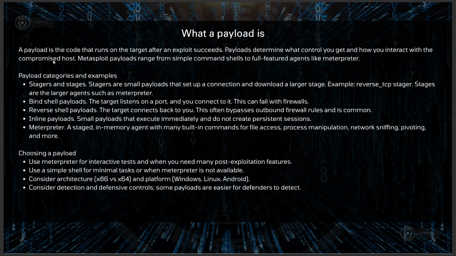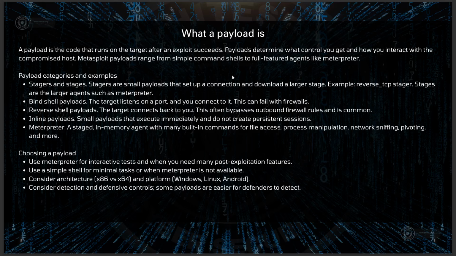What is a payload? See, a payload is code that runs on the target after an exploit succeeds. The payload determines what control you get and how you interact with the compromised host. Metasploit payloads range from simple command shells to full-featured agents like Meterpreter, which we covered in the last classes. So I just told you two different types of payload. We also generated those payloads. We created a normal shell payload and a Meterpreter payload as well. Now you will get it.